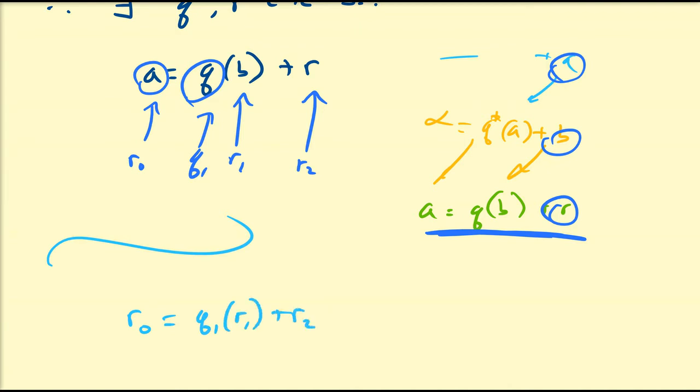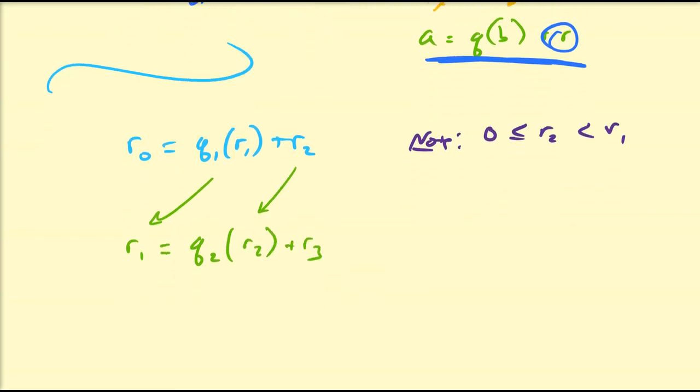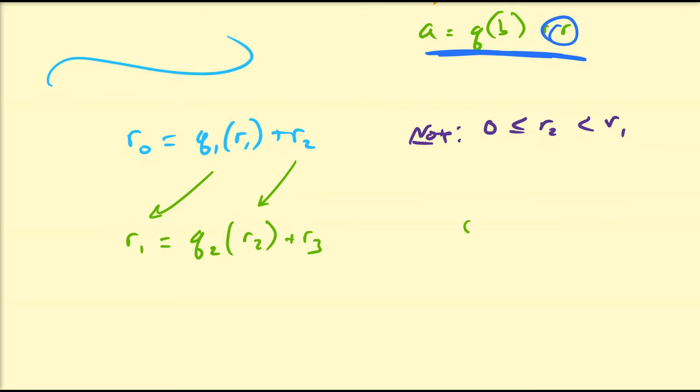Now it's very important to see that R2 must be strictly less than R1 in this case. And of course both R1 and R2 should be greater than 0. So keep this in mind. Note here that 0 is less than or equal to R2, and that must be less than R1, with the assumptions that we have here. So we're going to continue this iteration. R1 comes down, and we have some quotient Q2. R2 comes down, and we have some remainder from that. Again, 0 is less than or equal to R3, which is less than R2, and then we iterate this process again.